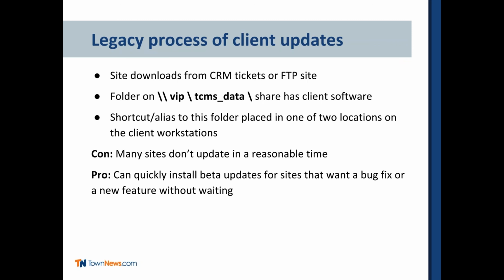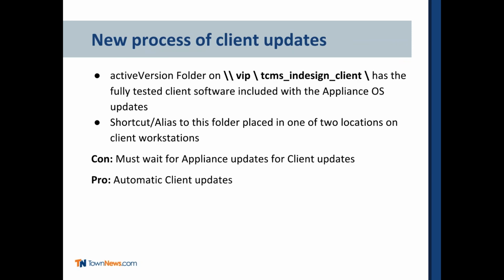But we now have a new method that I'm going to show you. There is a folder that is installed by default on the appliances. It's actually out there before 2.17. It just has a very old version of the client. And it's set up a little differently than the 2.17 version. And this folder then has the approved client release for a particular appliance OS.